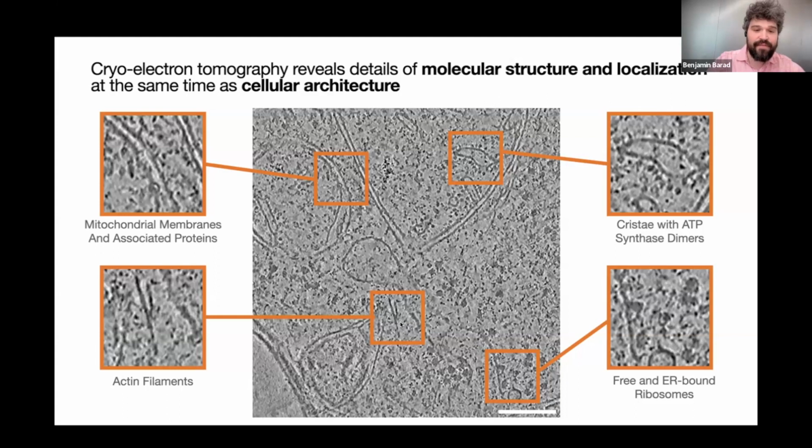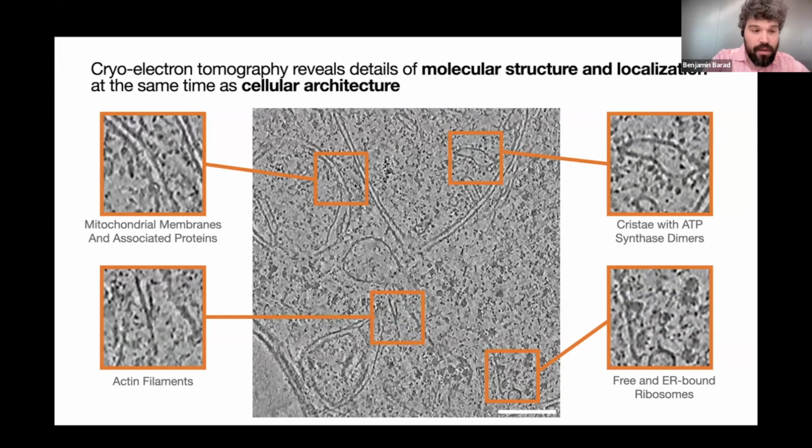You can see actin filaments. You can see the mitochondrial cristae, which are these invaginations, that is where all of the energy in the cell is generated. They're like the capacitor of the cell, essentially. These are ATP synthase, these little lollipops hanging off the side of the cristae. You can see ribosomes coming on and off membranes. And if you look really closely, you can even see different proteins on the mitochondrial inner membrane that are causing local membrane deformation.